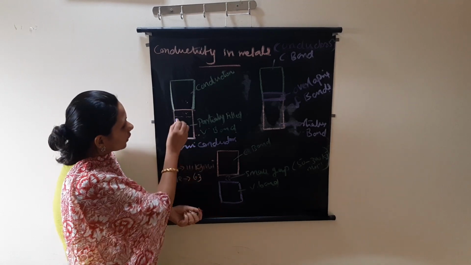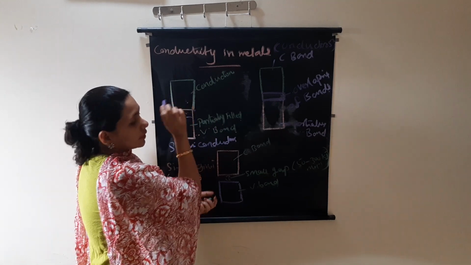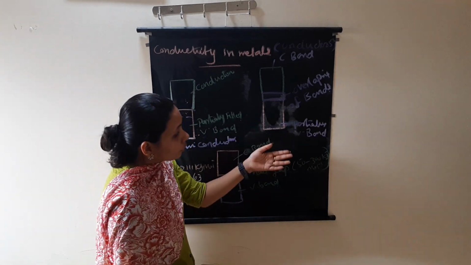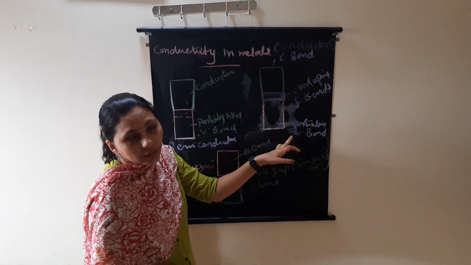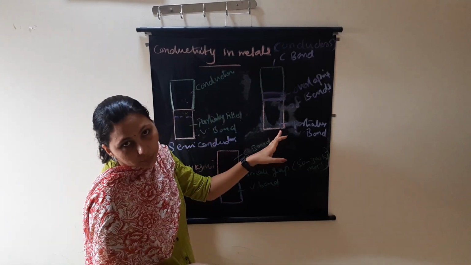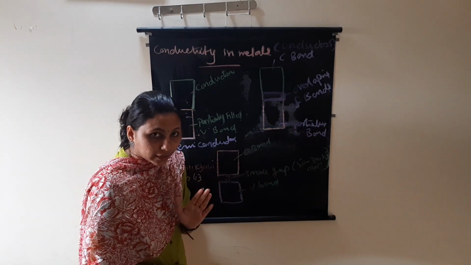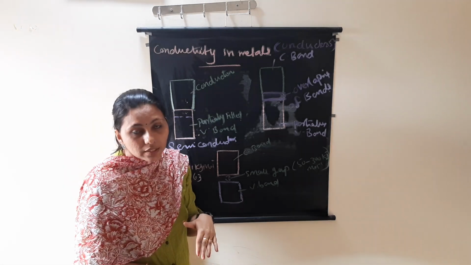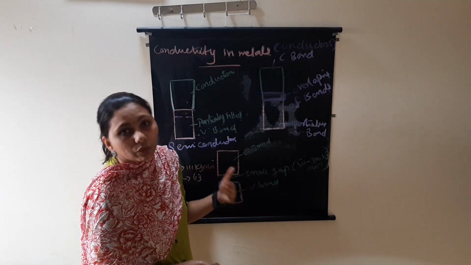Here it is the conduction band. And metals also have overlapping conduction band and valence band. So the conduction band and valence band may overlap; here you can see they are overlapping. So in conductors or metals there will be a partially filled valence band and an overlapping conduction band and valence band.